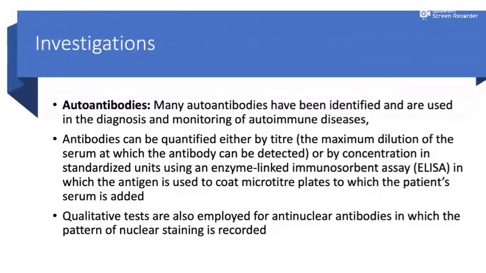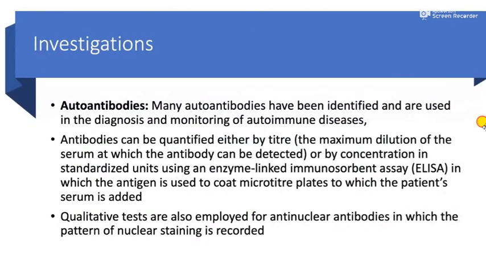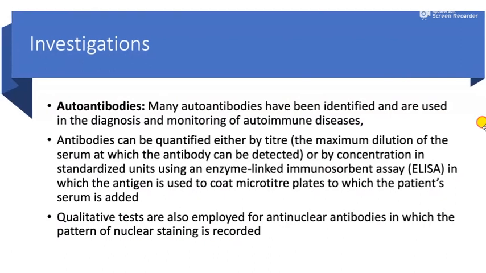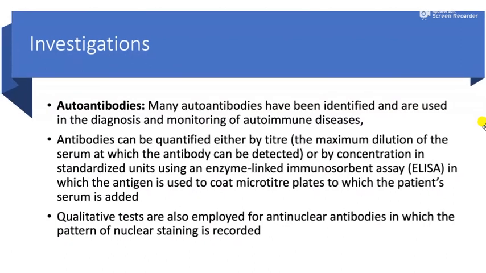How will we investigate autoimmunity? The first thing is by autoantibodies. Many autoantibodies have been identified and are used in the diagnosis and monitoring of autoimmune diseases. They can be quantified either by titer, which is the maximum dilution in the serum, or by the concentration in the standardized units using the ELISA technique, or by qualitative tests for anti-nuclear antibodies in which the pattern of nuclear staining is recorded.